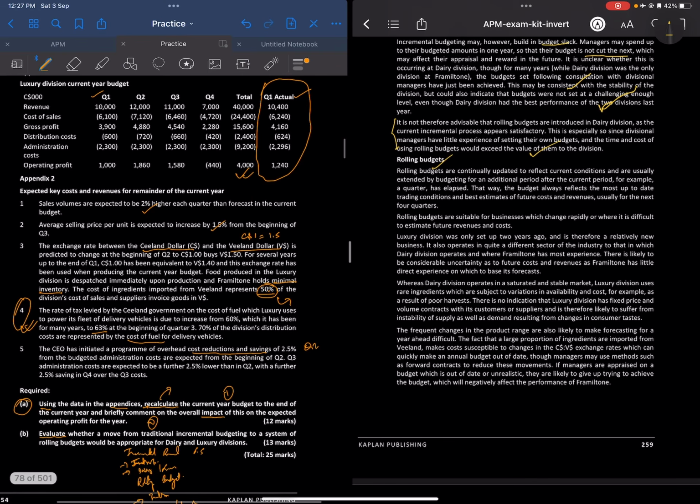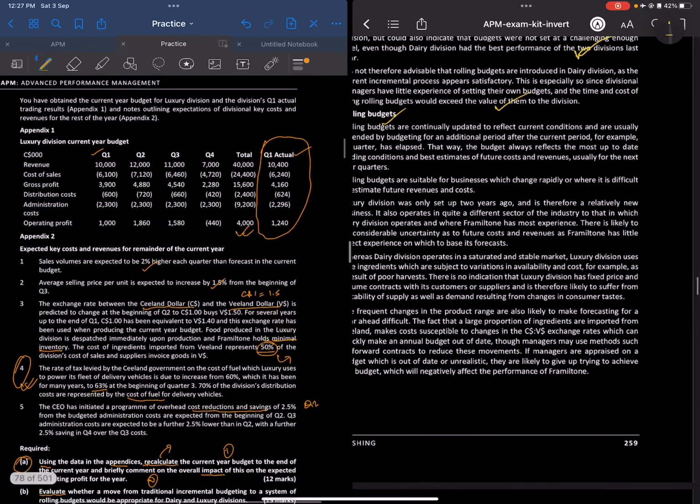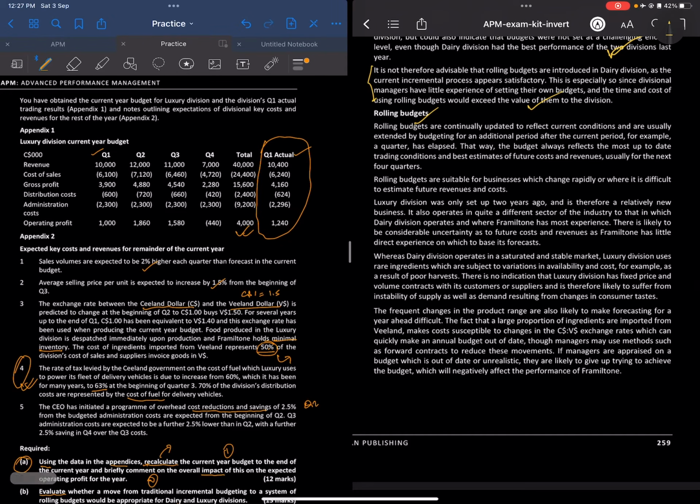For the rolling budget, what's happening over here is rolling budgets are continually updated to reflect current conditions and are usually extended by budgeting for an additional period after the current period, right? So for example, a quarter has elapsed, that way the budget reflects most up-to-date trading conditions and best estimate of future costs and revenues, usually for the next 4 quarters, okay? So it's always for 12 months. Rolling budgets are suitable for business which are going to change rapidly, where it is difficult to estimate future costs and revenues. Okay, that's a very important thing, where it is hard to estimate.